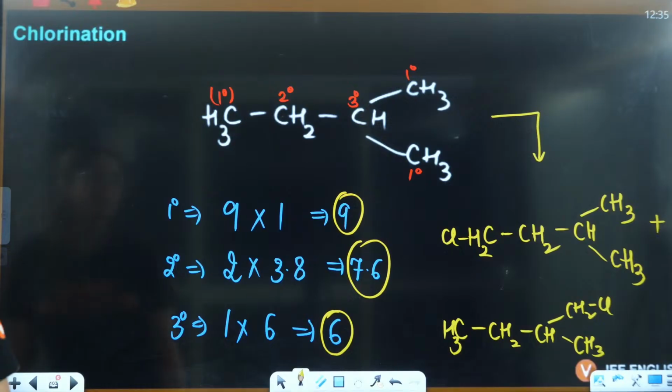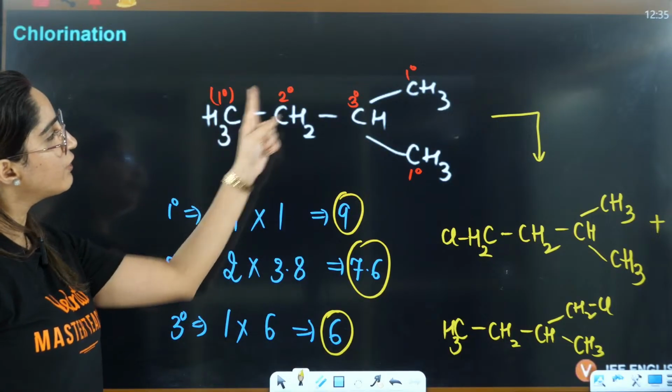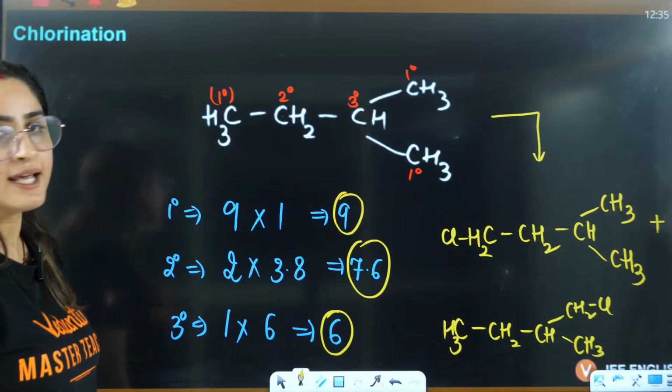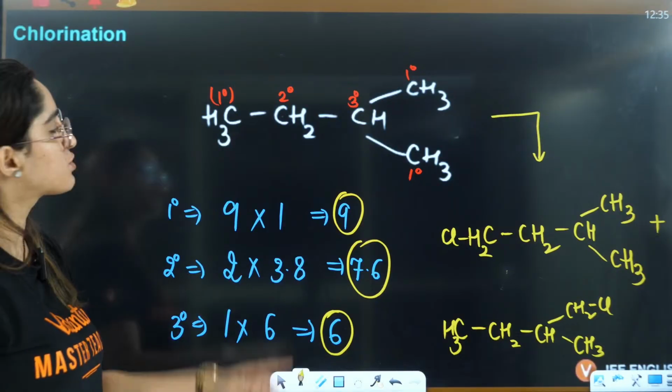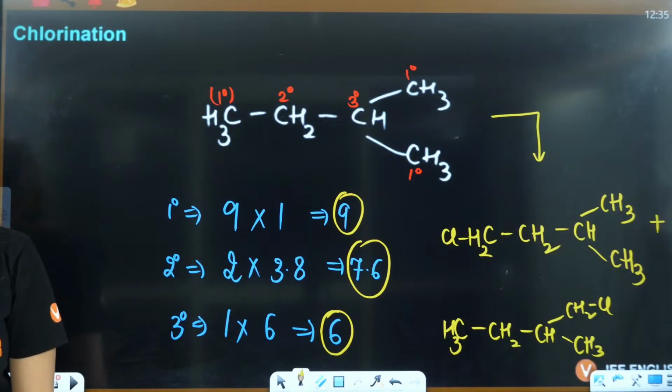How many primary hydrogens do you have? 3, 4, 5, 6, 7, 8, 9. Right? So you have 9 primary hydrogens. So 9 multiplied by 1 is 9. So primary will be replaced here.